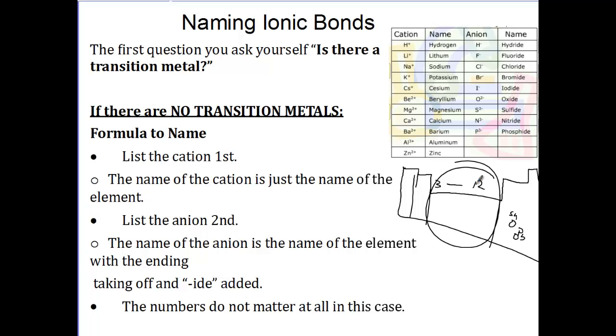Okay, and then what you do is you list the cation. Again, the cation is your metal, so anything on the left-hand side of the periodic table, you're just going to write down the name. Second thing you're going to do is list the anion.